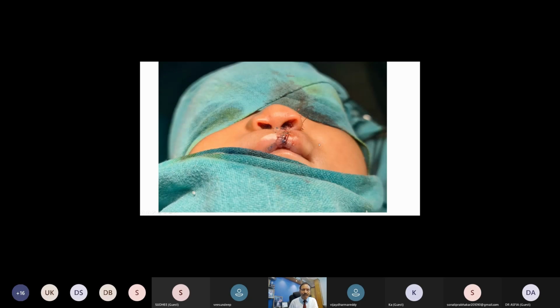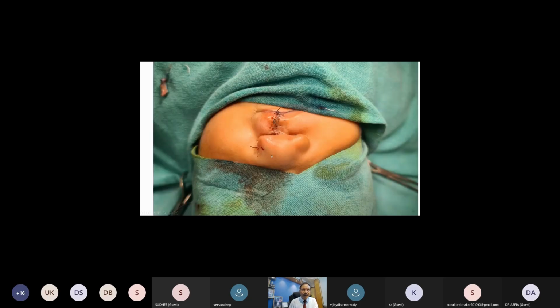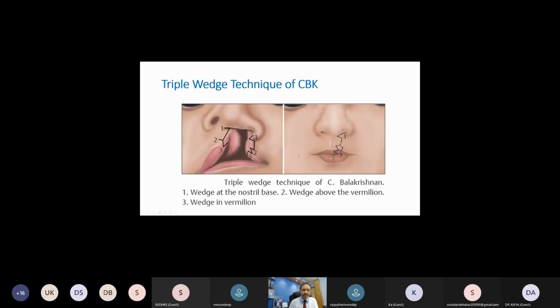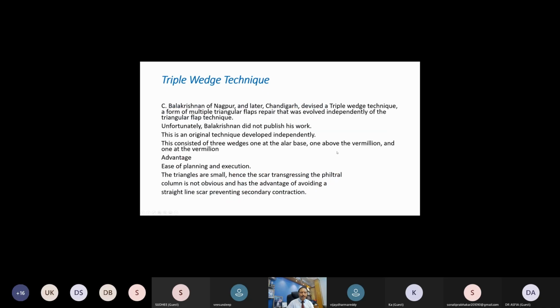So this is after the repair. And I put 2-3 sutures here to approximate the two sides of the tissues. Then there is a triple wedge technique of CBK. So like a spoke, there is a wedge here and a wedge here and a wedge here. But I won't go into the details of that. He did not publish, unfortunately. He did not publish his work.